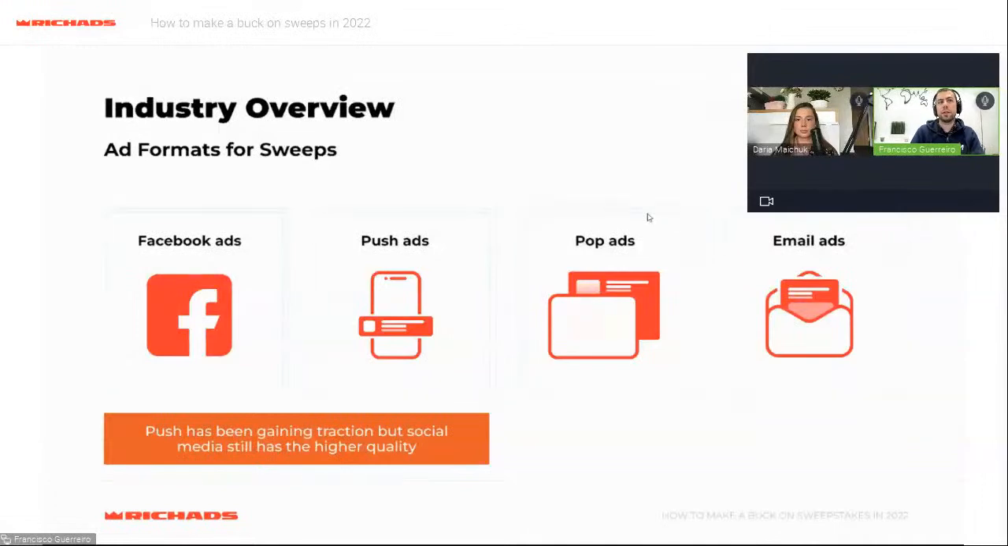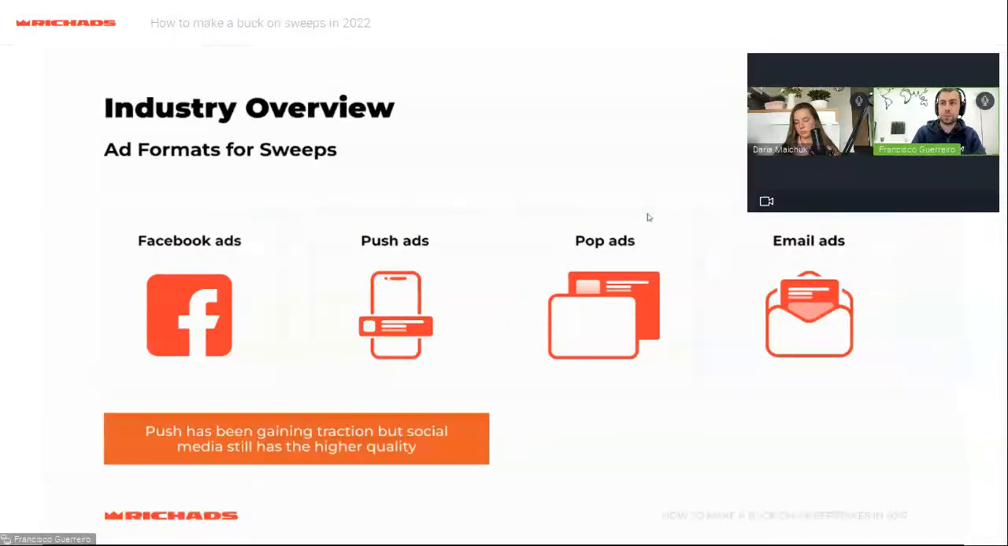Push ads are relatively cheap when compared to the quality that they deliver, and you have far more targeting options, and it's a bit less strict as well. Of course, there's Facebook and other social media, for example, TikTok, which has been gaining some traction this year.